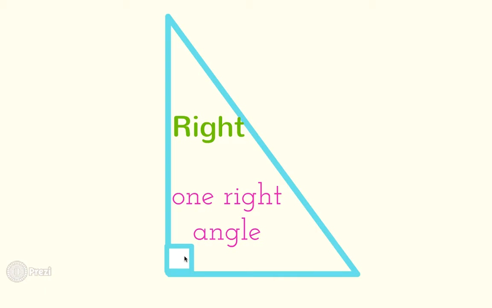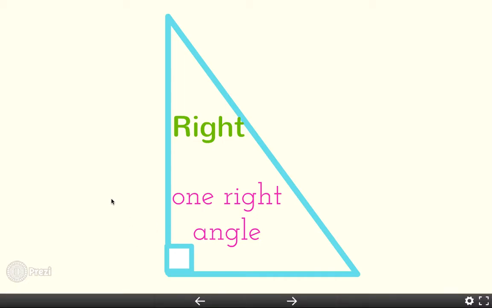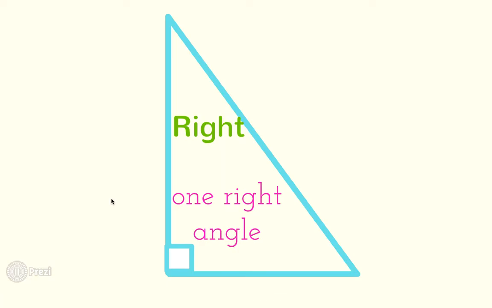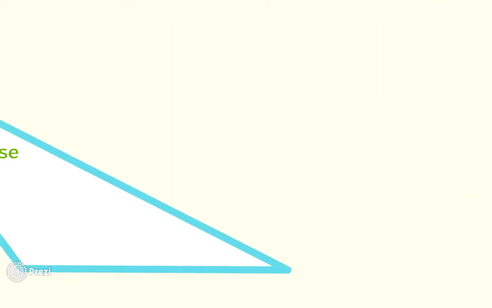Well, if all the degrees in a triangle add up to 180, can we have more than one right angle? No, we can't, because if we had two right angles, we'd already be at 180, and triangles have 3 angles in them. So it doesn't make sense to have more than one right angle. So again, something else to think about.